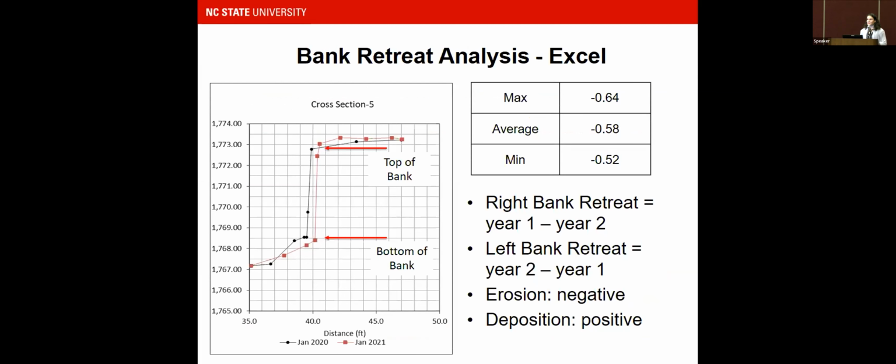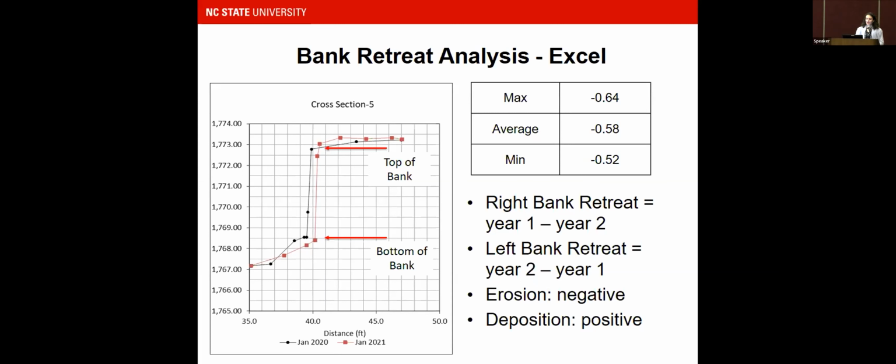So I took our survey data and put it into Excel to actually quantify the bank retreat. So I would select the top of the bank elevation as the lower of the 2 surveys, select the bottom of the bank elevation to be the higher of the 2 surveys, and paying special attention to where I set the bottom of the bank elevation to make sure it was above any slumped material that was at the toe of the bank that hadn't been eroded yet. Because if you include that, it kind of skews your bank retreat analysis because it looks like there's deposition. It's not really, it just hasn't been eroded away yet.